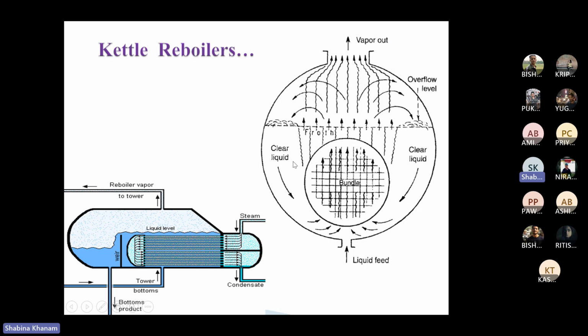So when you observe in actual sense, there is some froth formation at this rear surface. Okay, and that is because of the mixture of vapor as well as liquid droplets. So in this way, I hope you understand the geometry and the parameters which we need to consider in kettle reboiler design.